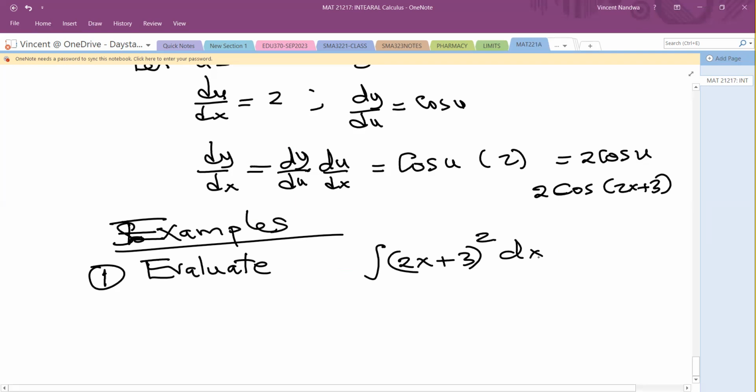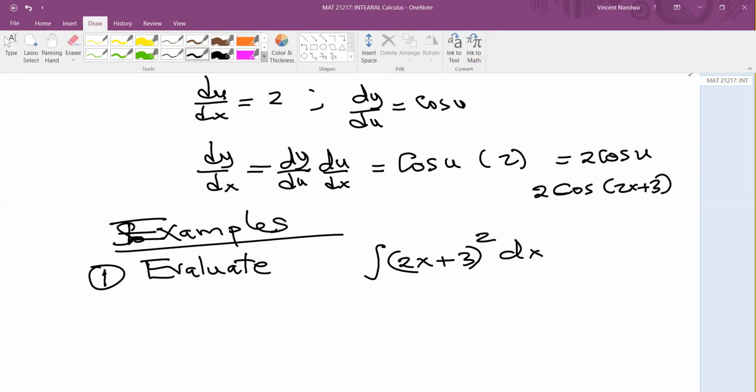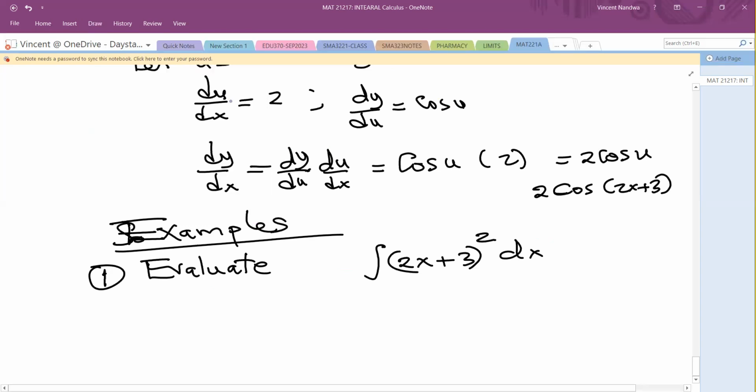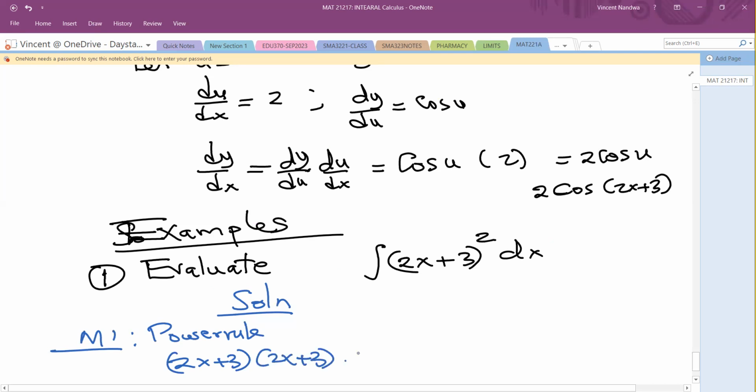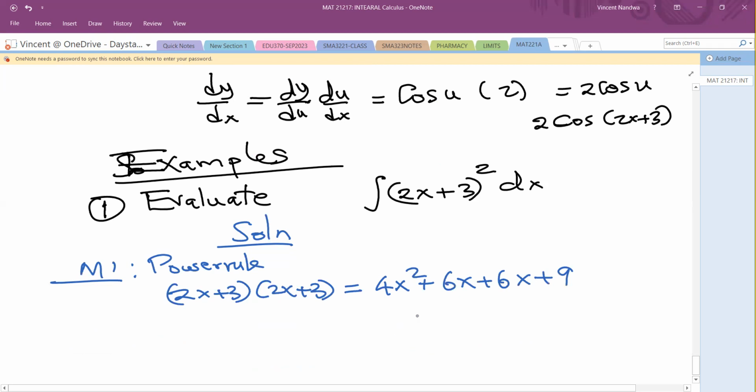This one, if you don't know the substitution method, you can still do it and get the answer because it's a very easy thing to expand. So here, method 1, just by power rule, you are going to have (2x plus 3) squared, which will give us 4x squared plus 6x plus 6x plus 9. So which will be 4x squared plus 12x plus 9.